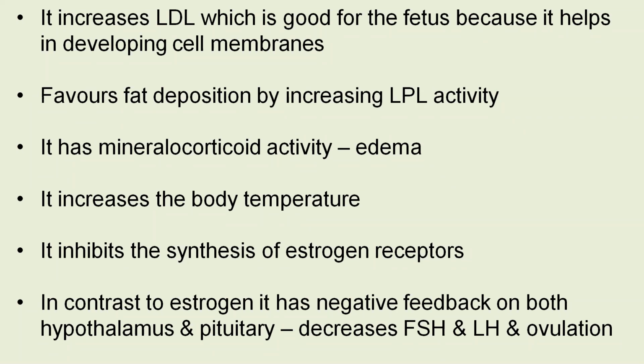If you remember, we've discussed this in estrogen as well. Whereas estrogen increases the synthesis of progesterone receptors, progesterone inhibits the synthesis of estrogen receptors. So this concept is very important while trying to understand the use of progesterone in treating endometriosis. In contrast to estrogen, it has negative feedback effect on both hypothalamus and pituitary. It decreases the FSH and LH, and so it decreases the ovulation.